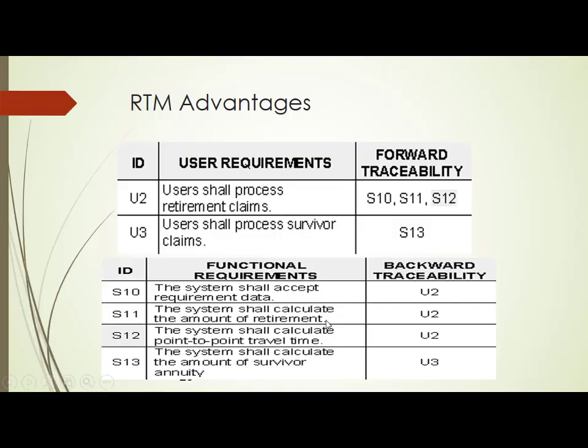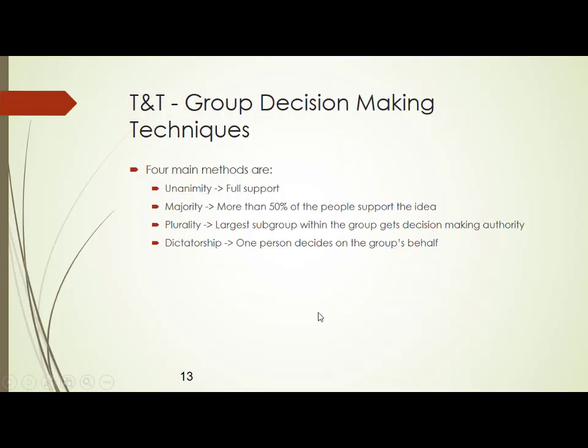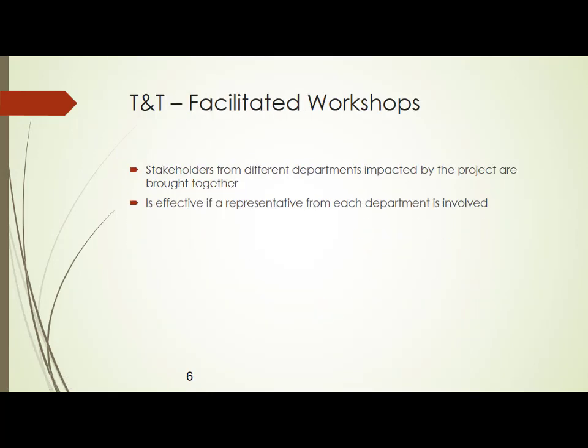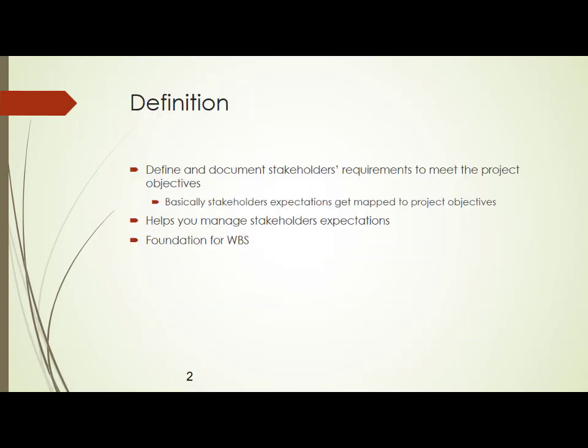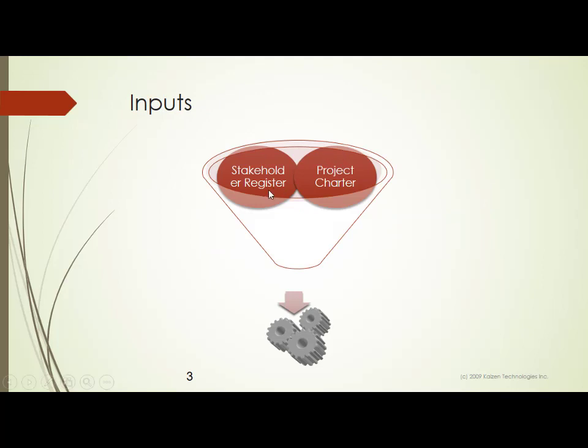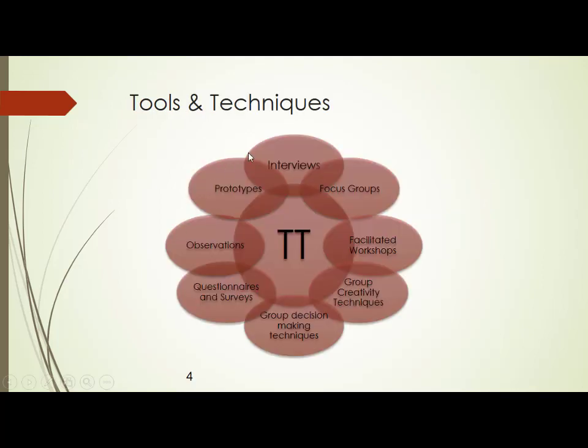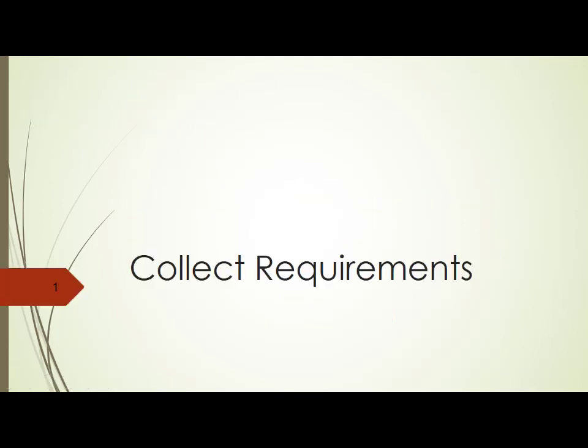All these things are actually the outputs of your collect requirements process. That's all. Now you have the stakeholder register, the project charter, and you learned all these things: interviews, focus groups, facilitated workshops, group creativity techniques, group decision making techniques, questionnaires and surveys, observations and prototypes. Okay, so this is coming in a knowledge area called project scope management.